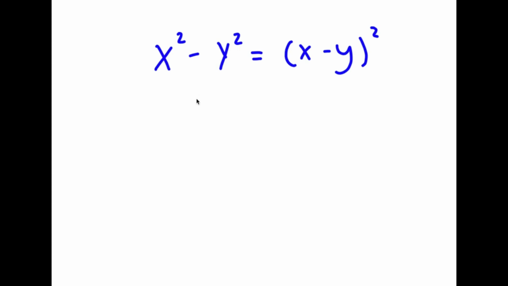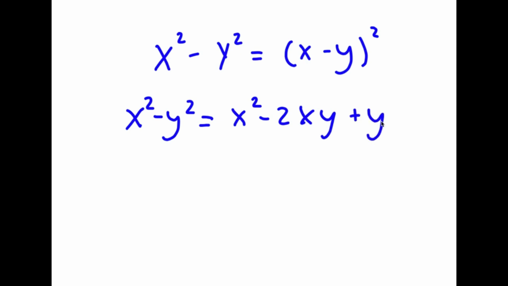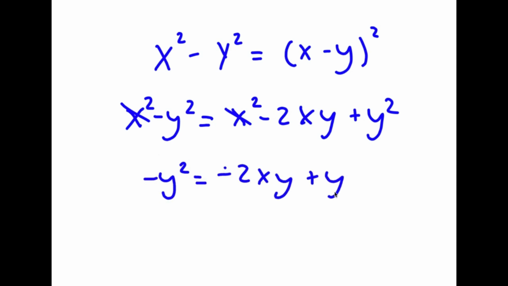Alright, so in this problem, I have x squared minus y squared is equal to (x minus y) squared. So to start, I'm going to first start by expanding (x minus y) squared. So now I have x squared minus y squared is equal to x squared minus 2xy plus y squared. So now these two x squared cancel out if I subtract x squared on both sides. So now I have negative y squared is equal to negative 2xy plus y squared.